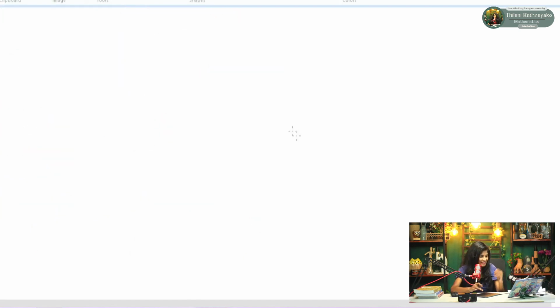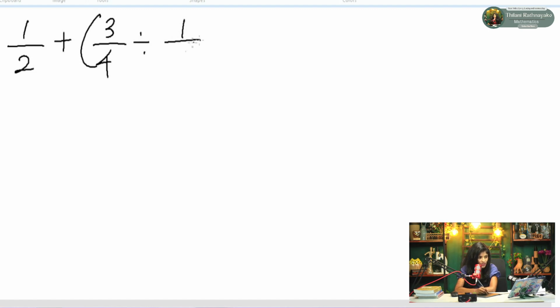Okay. So our next question is half plus 3 over 4 divided by 1 over 6, close the bracket, of 3. Okay, that's it. So for 3, I will write 1. Can you remember the BODMAS rule? What is the first thing? Brackets. Okay. So I will write the other things in the same order.